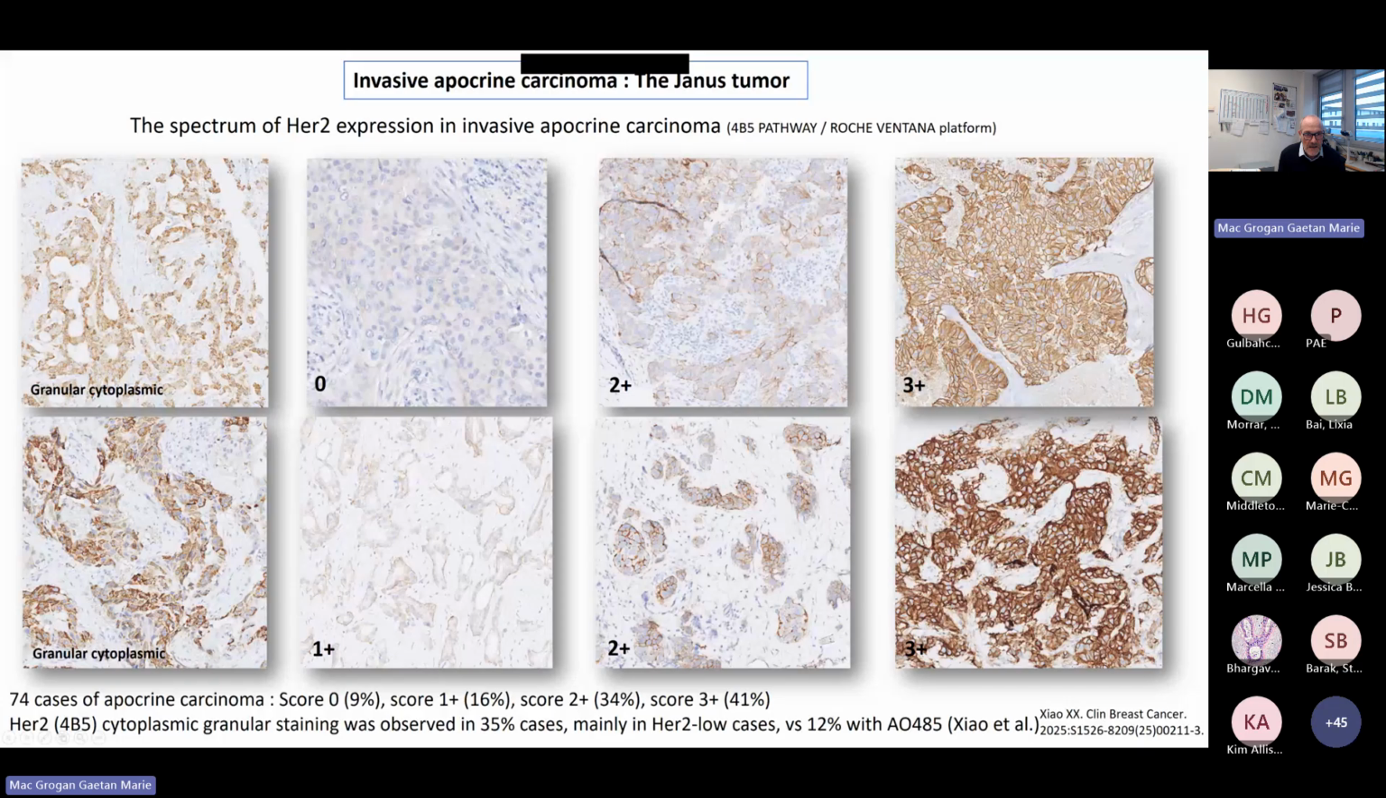They noticed also, using the 4B5 Ventana HER2 antibody, cytoplasmic granular staining in 35% of cases, mainly in HER2 low cases. And when they compared this pattern of staining with the pattern obtained with the Agilent A0485 clone, the granular cytoplasmic staining was only found in 12% of cases. So I do not know if this is an artifact, a problem with specificity of the 4B5 antibody, or does it really attach itself to something very meaningful in the cytoplasm of the apocrine cells?